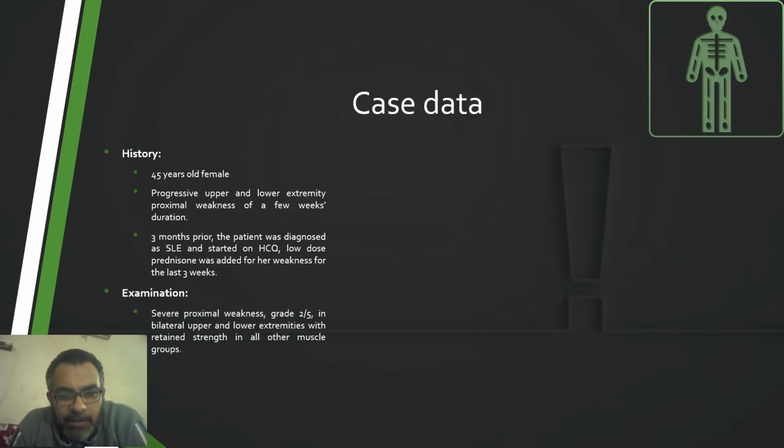Examination: severe proximal weakness, grade 2/5, in bilateral upper and lower extremities with retained strength in all other muscle groups. Erythematous rash on face, chest, and upper back, and no clinical evidence of involvement of other organs.